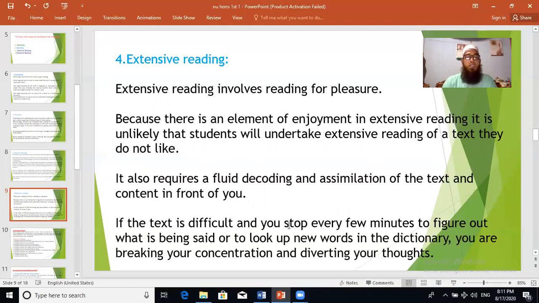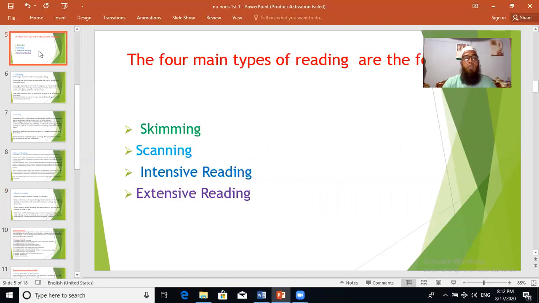If the text is difficult and you stop every few minutes to figure out what is being said or to look up new words in the dictionary, you are breaking your concentration and diverting your thoughts. That is the meaning, actually. Because if the text is very difficult and you need to look for the word meaning in every sentence, you will not find interest in reading the text. You will lose your concentration and you will stop reading. So these are the four types of reading. Can you remember the four types of reading we have just discussed? Skimming, scanning, intensive reading, and extensive reading.